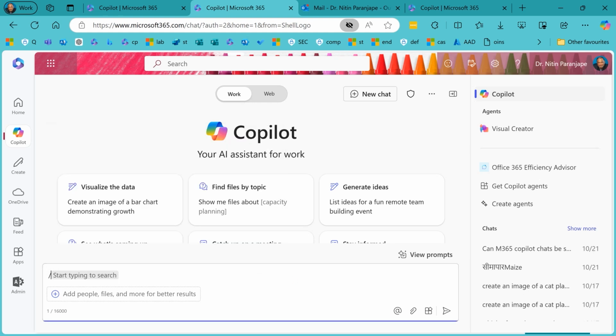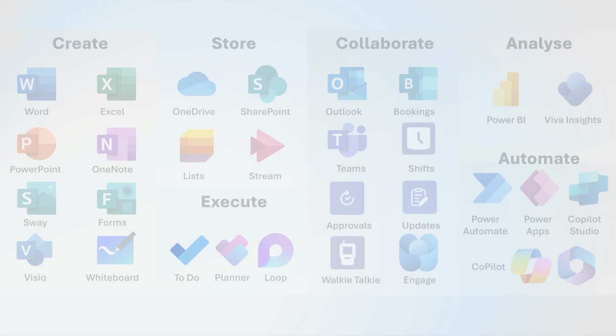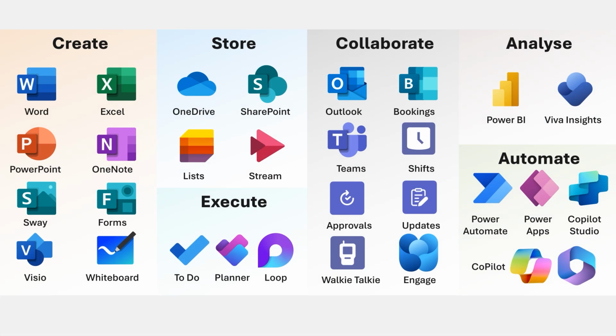Now, because it has access to all your data, it can do things which are cumbersome for you to do, but very easy for Copilot to do. So where is this Copilot? It is a part of Office 365. And what is Office 365? Well, it has a lot of apps. I hope all of you already have Office 365, and I'm hoping you're already aware of all this.